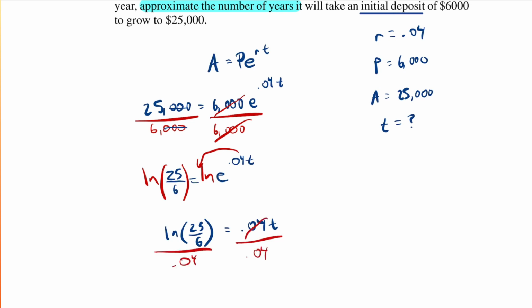So the time will be ln of 25 divided by 6, close parentheses, divided by 0.04. I'm getting 35.67, so I'm going to round that to about 35.7 years. So that's how long it would take for an investment to go from 6,000 to 25,000 if you're compounding interest continuously. And that concludes this section.